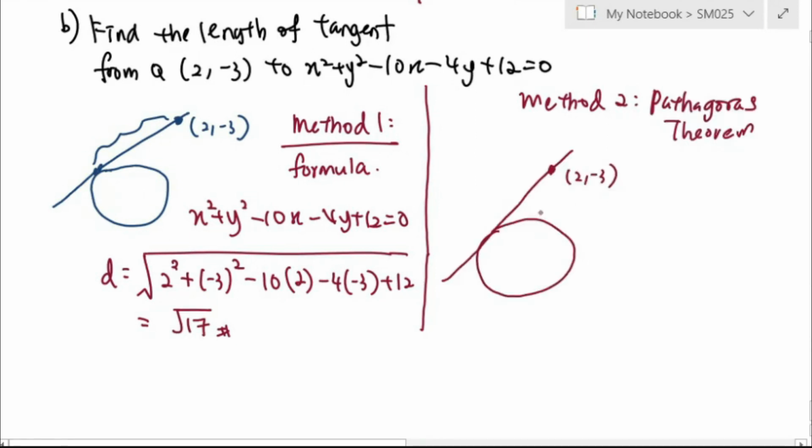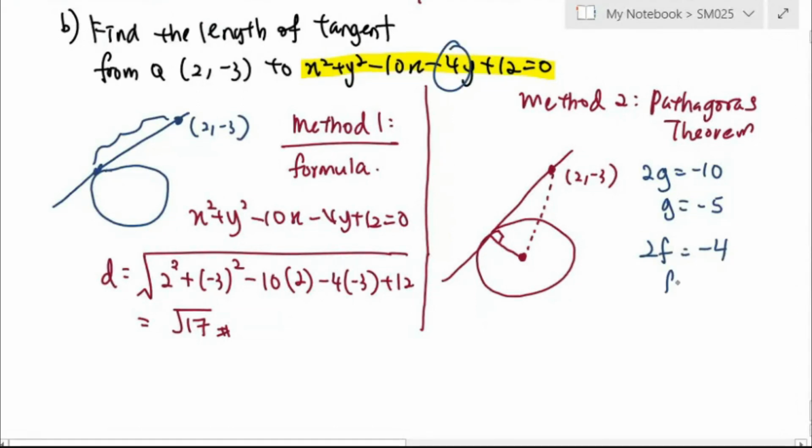From the Pythagoras theorem, you need to find out your radius and your center, so that you can find this hypotenuse. Therefore, when you want to use your general form, you must know your G, F, and C. From here, you can see 2G is negative 10, so G will be negative 5. 2F is the coefficient of the Y, which is negative 4, so your F will be negative 2. Lastly, your constant C will be 12.